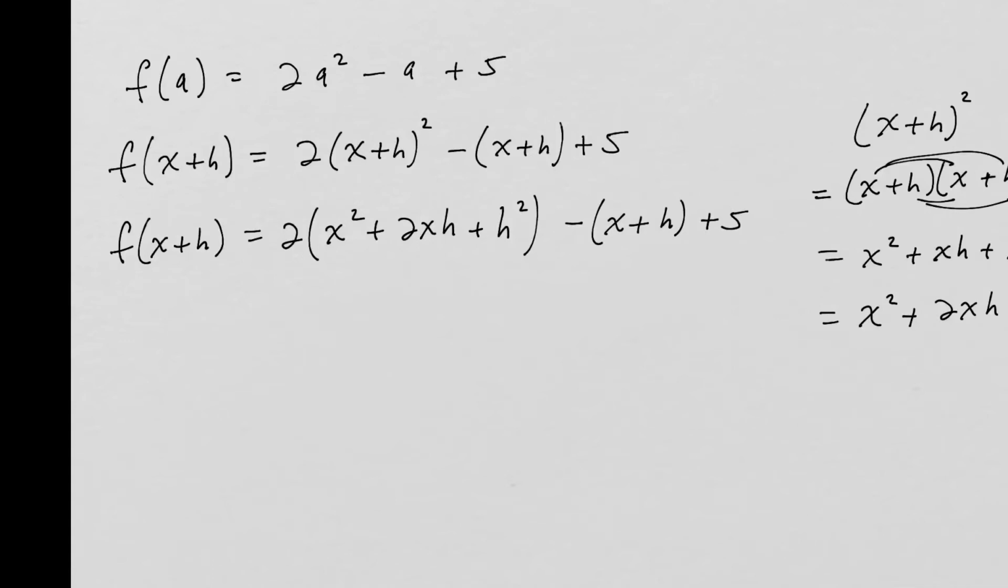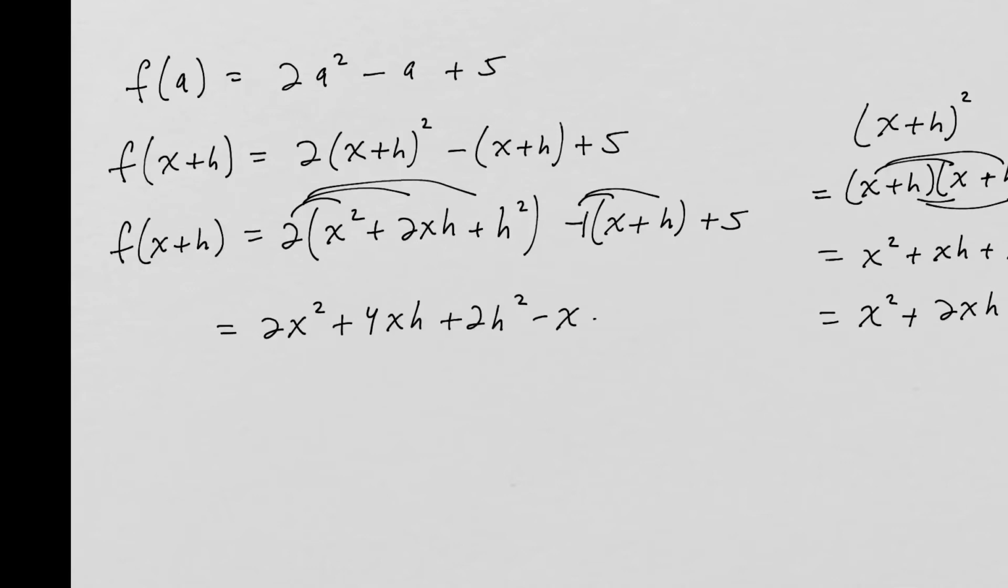Now I want to distribute the 2, and you can also think of this negative here as -1, so I can distribute the 2 and think of it as distributing the -1. So this is going to be 2x squared plus 4xh plus 2h squared minus x minus h plus 5.